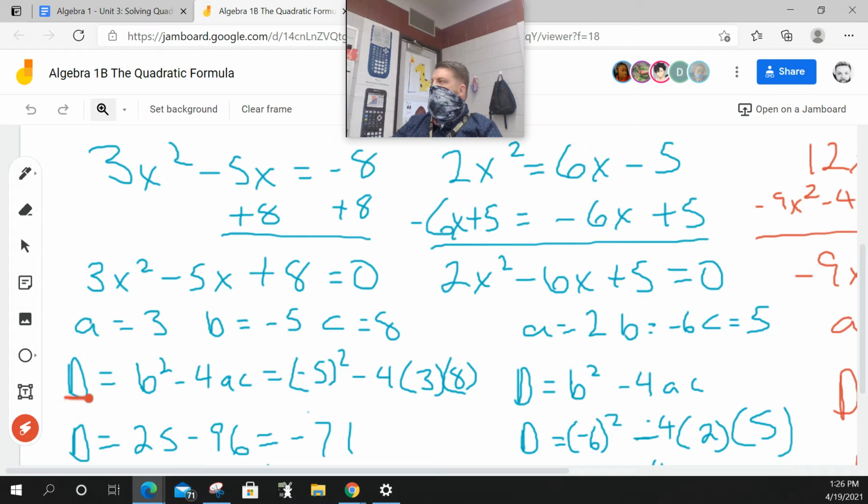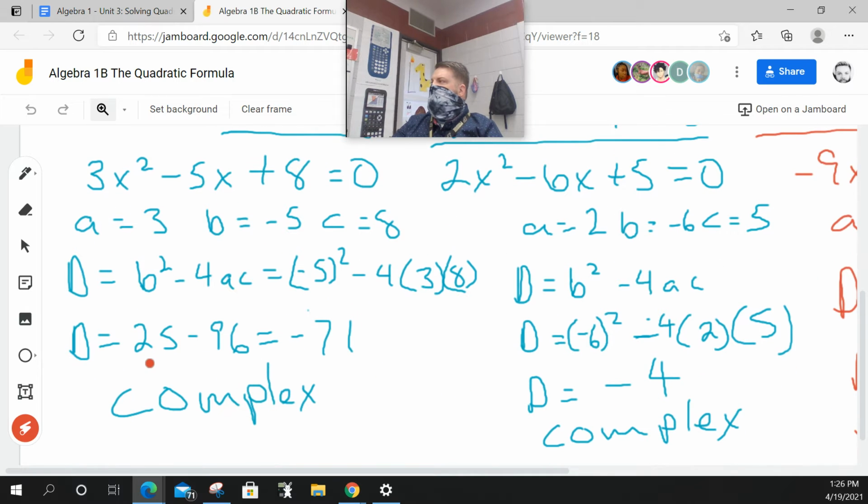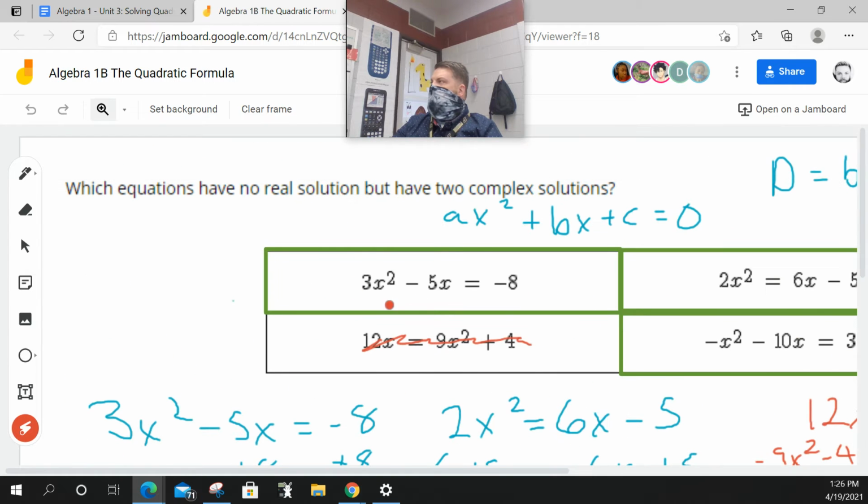Then I plug that into my discriminant formula, which is b squared minus 4ac. That's going to be negative 5 squared minus 4 times 3 times 8. So that ends up being 25 minus 96, which is equal to negative 71. Because this is negative, it is a complex solution. So we just put a box around it.